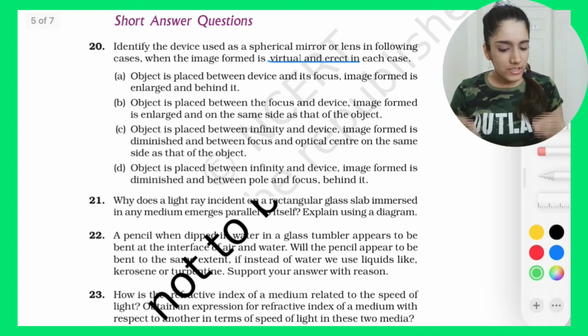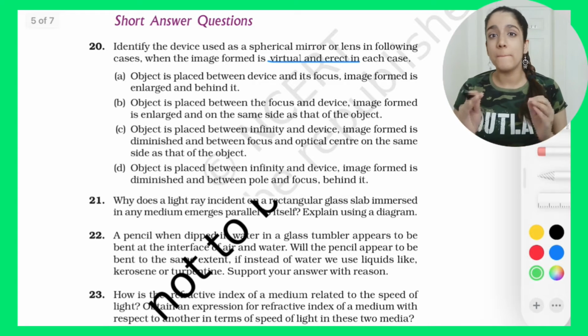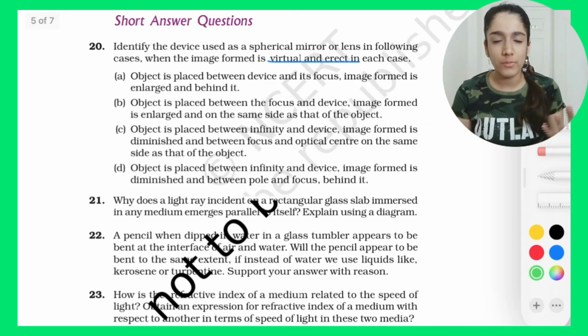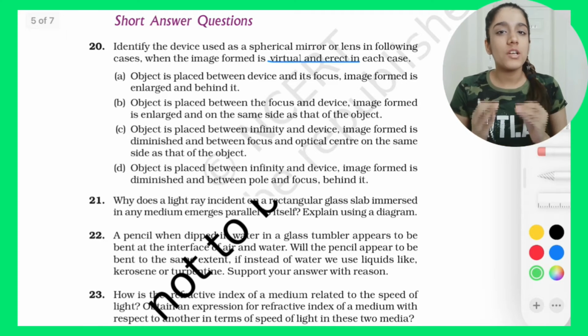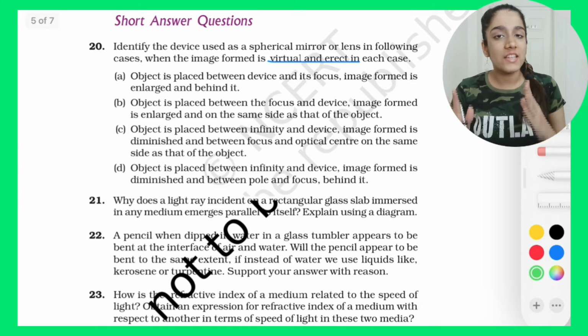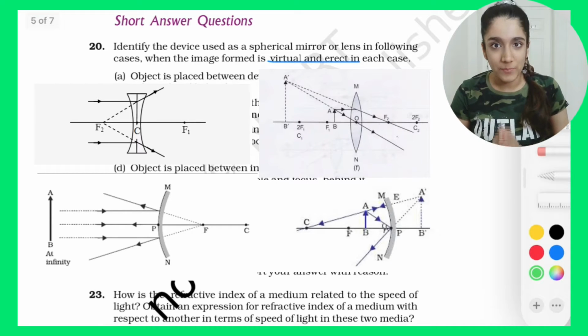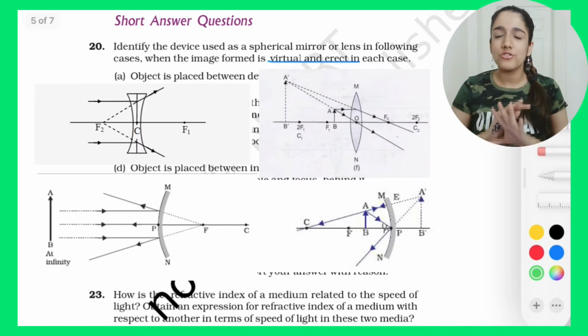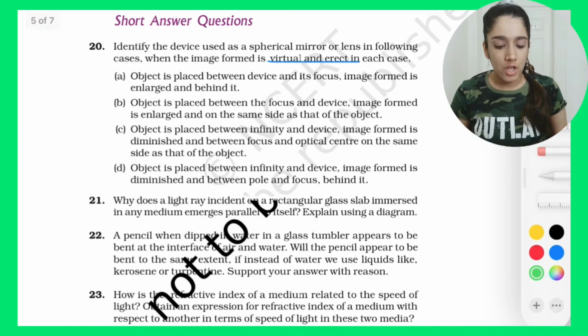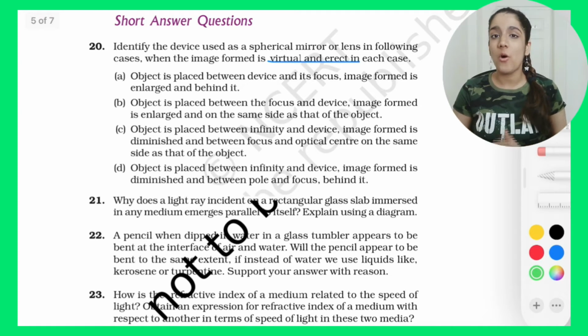It says object is placed between device and its focus, image formed is enlarged and behind it. So if we just remember the cases of mirrors and lenses on a broader scale, the virtual images which are formed by the convex lens and the concave lens were always on the same side as that of the object, and you can also see it over here, right? So lenses part we can just eliminate, and let's get back to mirrors. Here they have told us that the image formed is enlarged, and the convex mirror always makes diminished images. So we can just eliminate that also.